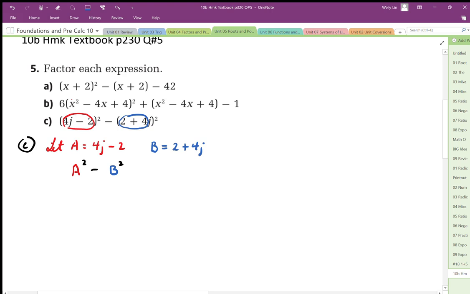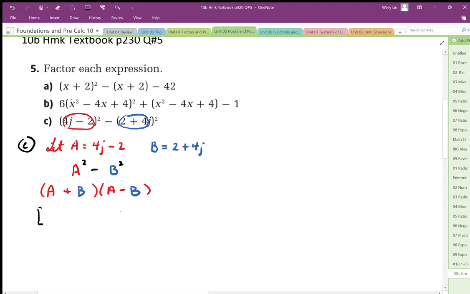And I can factor this with a's and b's instead of j's. So when I do that, I end up with a plus b and then a minus b. So we end up with a factored term that looks like this. Okay, and we can then replace the a with the expression that we substituted for.